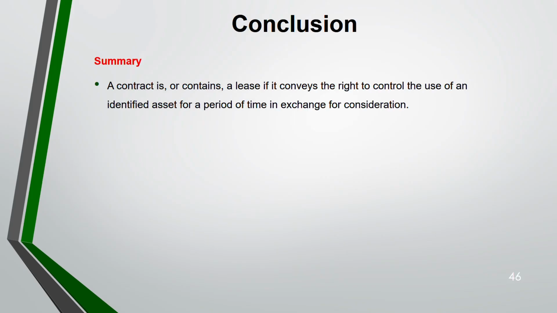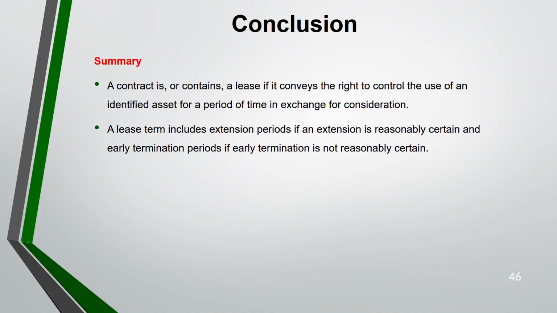Now, we started the lecture with a contract. You first have to identify whether a contract contains a lease or not. How do you know if there is a lease? Two things you have to see: the right to control the use of an asset, and it should be an identified asset. Next, the lease term should include two things. One, the extension period, if it is certain that you are going to extend it, and also the termination payment if it's certain that you are going to terminate it earlier.